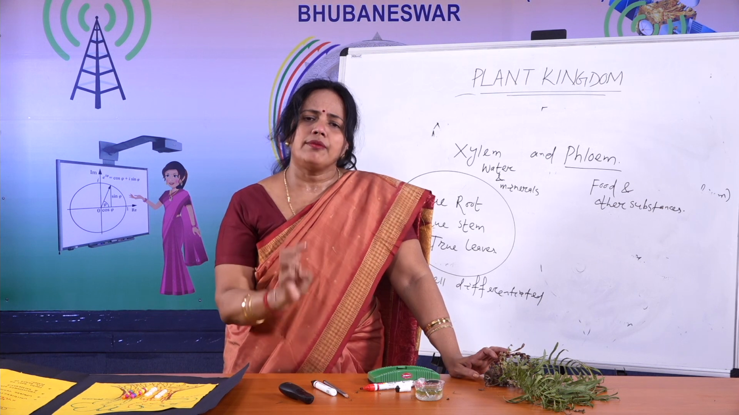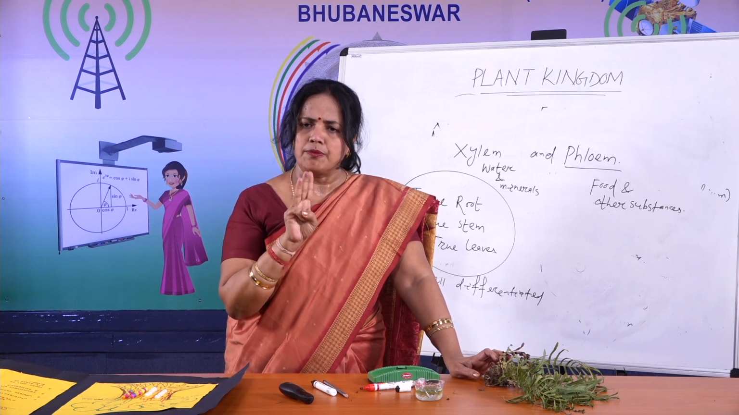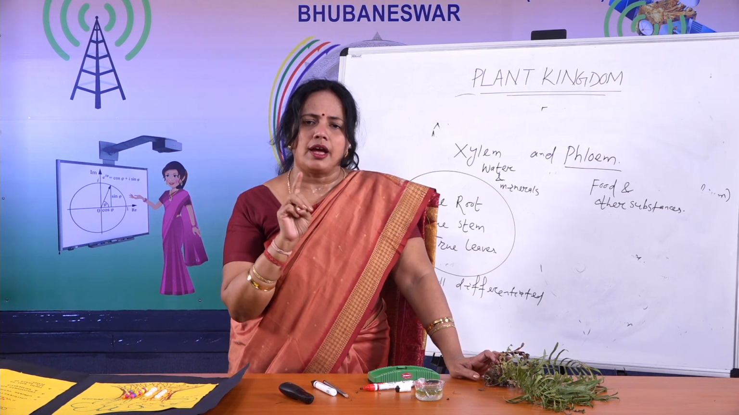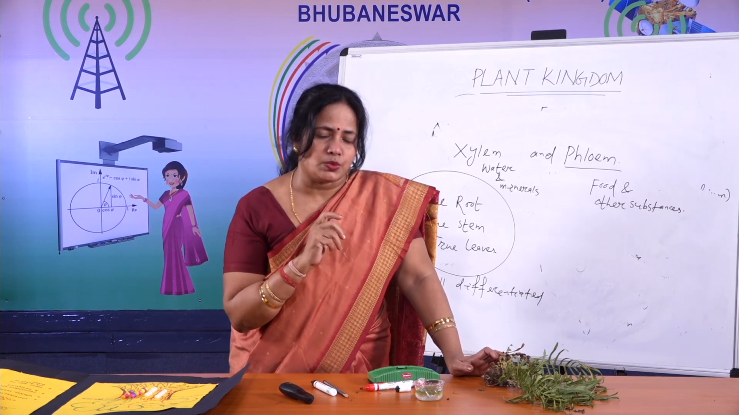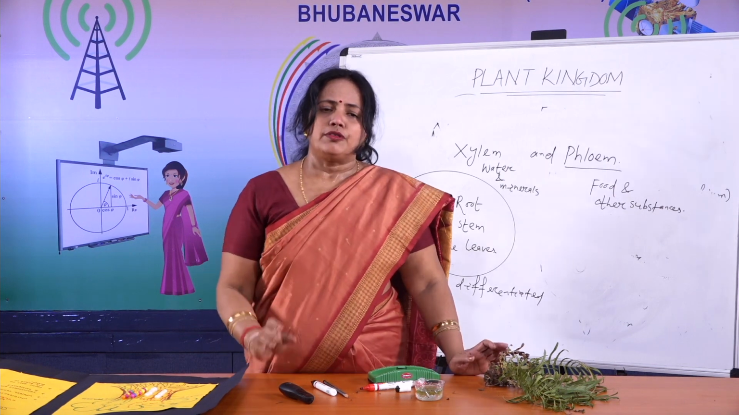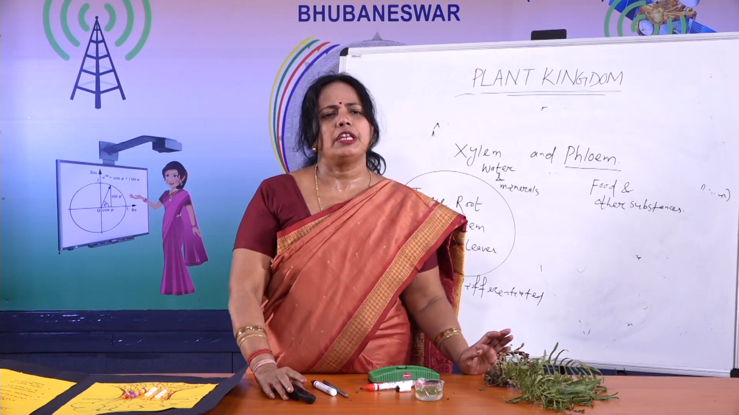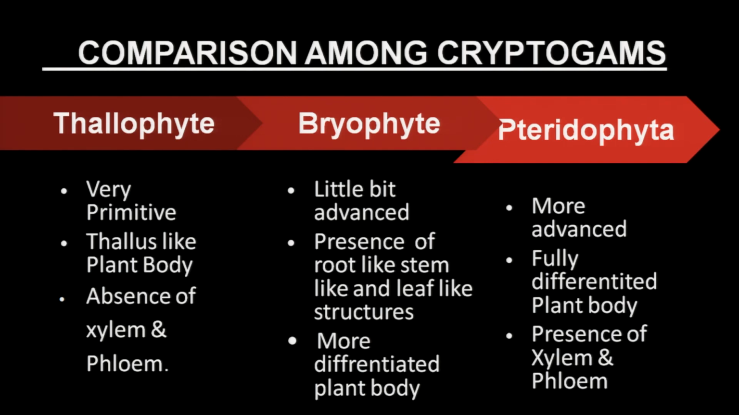Now, you see, we have discussed three types of groups of plants: Thallophyta, Bryophyta and Pteridophyta. So, let's recapitulate or summarize what we have learnt. First of all, Thallophytes are very primitive, whereas Bryophytes are a little bit more advanced, and Pteridophytes are the most advanced among the three groups, right? Among these three groups, which one is most advanced? The Pteridophyta. And Thallophytes have a thallus-like structure.